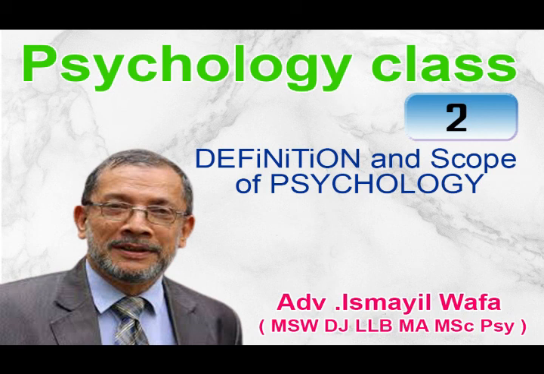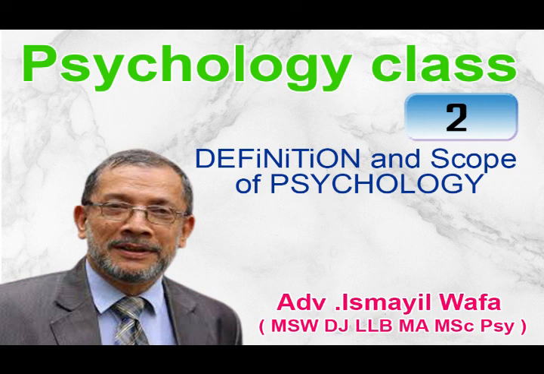The first branch is known as general psychology. Anybody who wants to learn psychology must learn it. What is the definition? What is the scope? What is the content of psychology? What comes under that? What is the methodology of psychology? And what is its relation with other subjects? All these things are covered in general psychology. Anybody who wants to learn should first learn what psychology is.